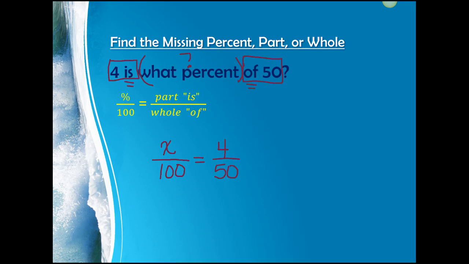Next we cross multiply, which equals 400, and we will divide by 50. 400 divided by 50 equals 8%. Therefore, 4 is 8% of 50.